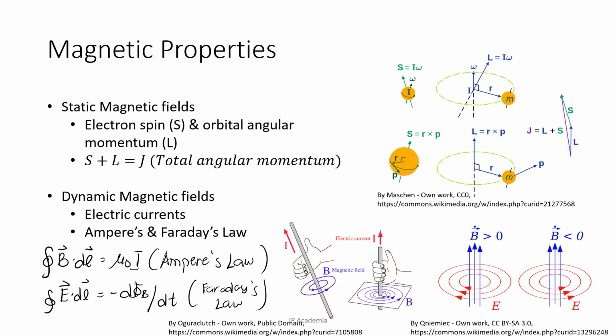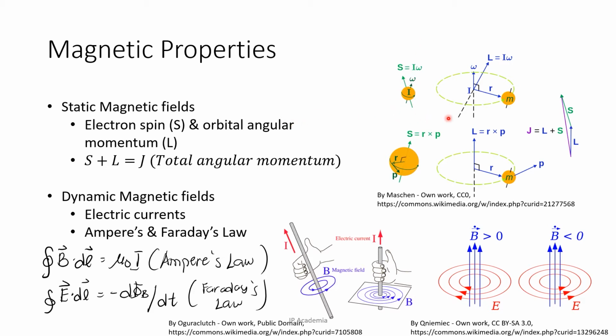Static magnetic fields are related to a permanent magnet and are due mainly to the total angular momentum of electrons within these materials. Lone electrons have a quantity called the electron spin S, shown here, and this is inherent and comes from the revolution of the electron around its own axis, shown.